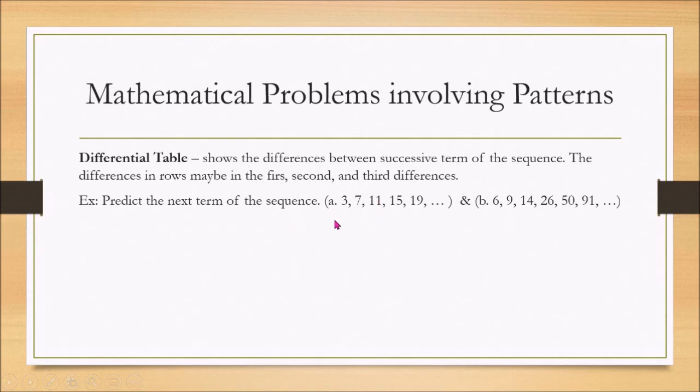For example, in order to learn more about this, let's have example A. Let's just copy this problem. You have your sequence 3, 7, 11, 15, 19. Then we have to make it a little bit of space.